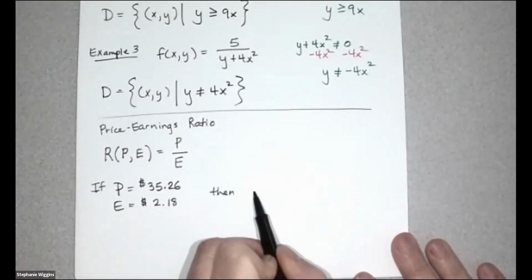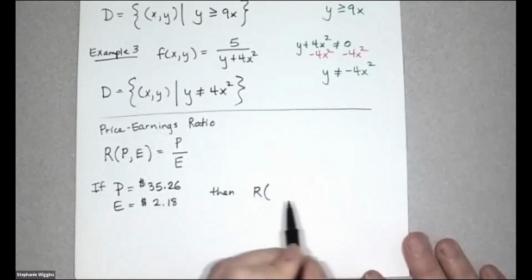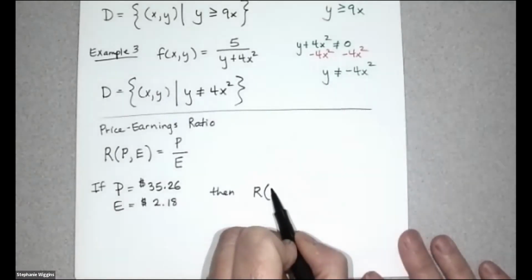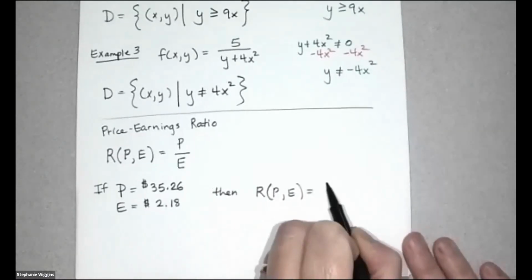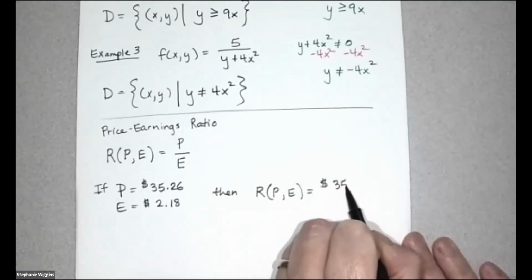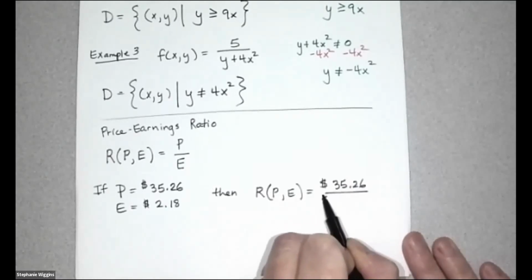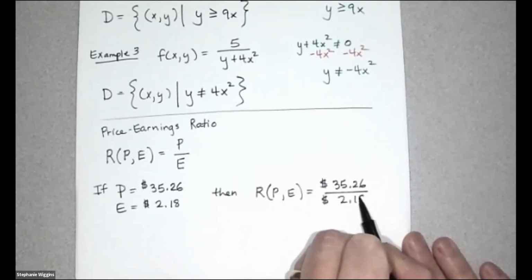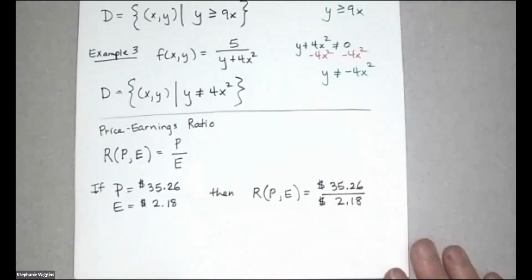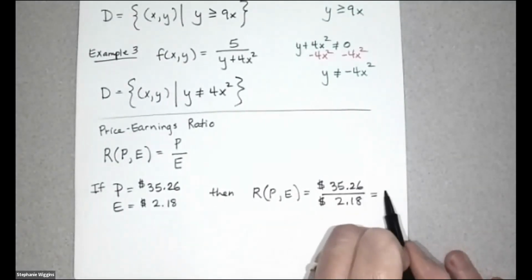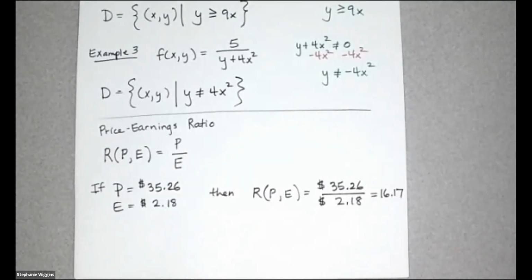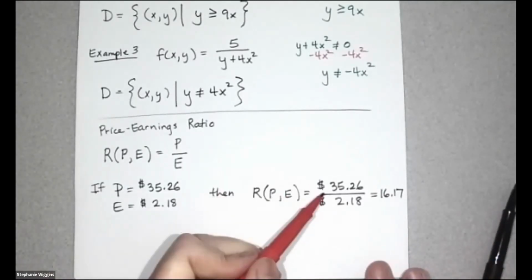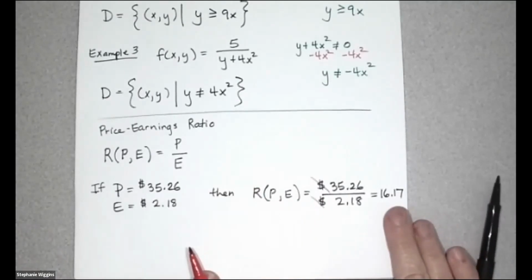then your price-earnings ratio is going to be the price, $35.26, divided by the earnings per share. And you get a number. It doesn't have any units. Ratios don't have units because typically you'll notice in this case the dollars cancel. So you just get a single value and this has some meaning.